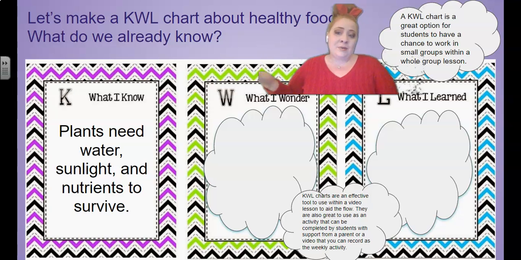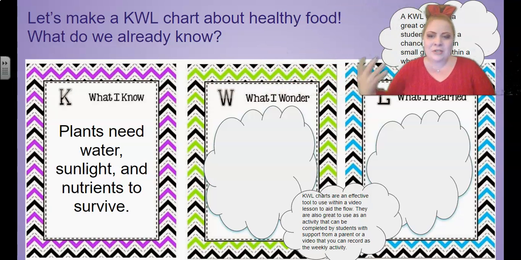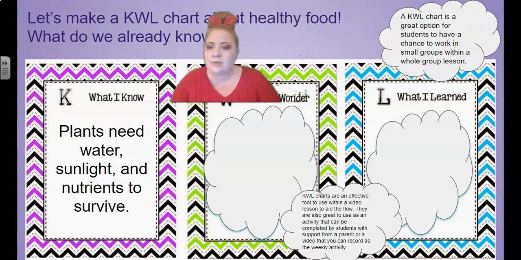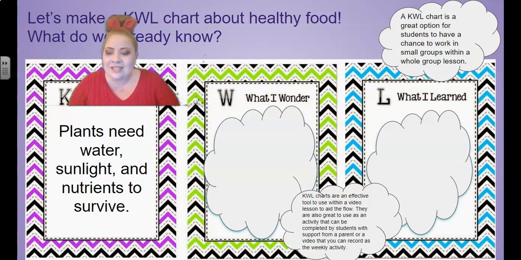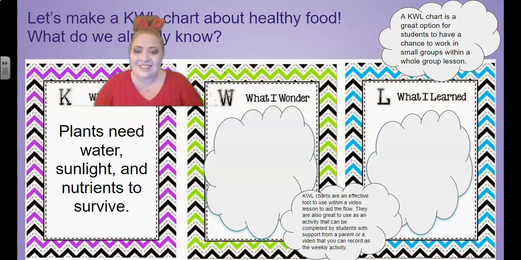I would say, okay, so let's make a KWL chart together. What do you already know about needs? We're talking about healthy foods that people need. What do you know about needs? Well, last week we learned about plant needs. We know plants need water, sunlight, and nutrients to survive. That's something you already know about needs.